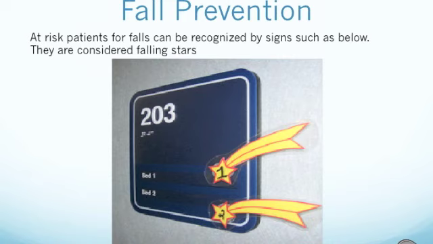Here you see what we call our falling stars. These are visual indicators to nurses, nursing assistants, and hospital staff that the patients in this room are considered our high-risk fall patients and need close monitoring.